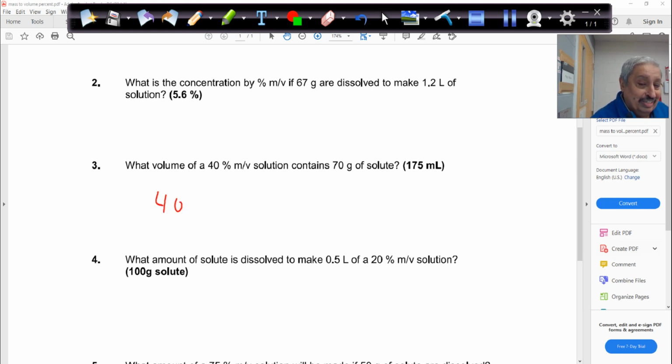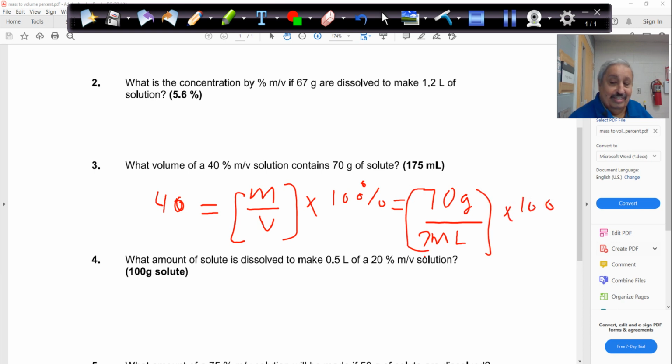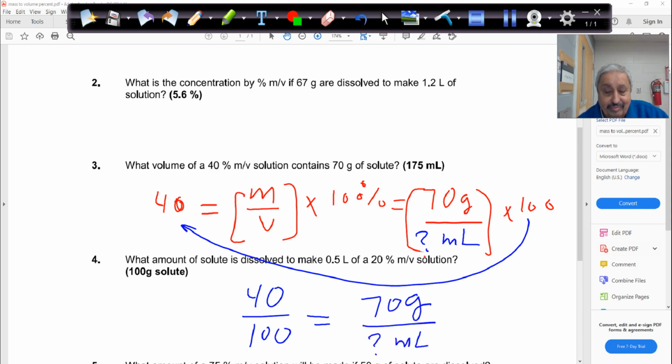The percentage is given to you, 40, correct? And the percentage is mass over the volume multiplied by 100%. So the 40 is the percentage, the mass is 70 grams, correct? And the milliliter, what's the volume? Milliliter you don't know. And the whole thing multiplied by 100. The trick here is that you don't know what the mL is. So I will just work it out. I will say, well, 40 here over 100. I'm pushing the 100 down here underneath, which will be 70 grams over mL. Then I do cross multiply.